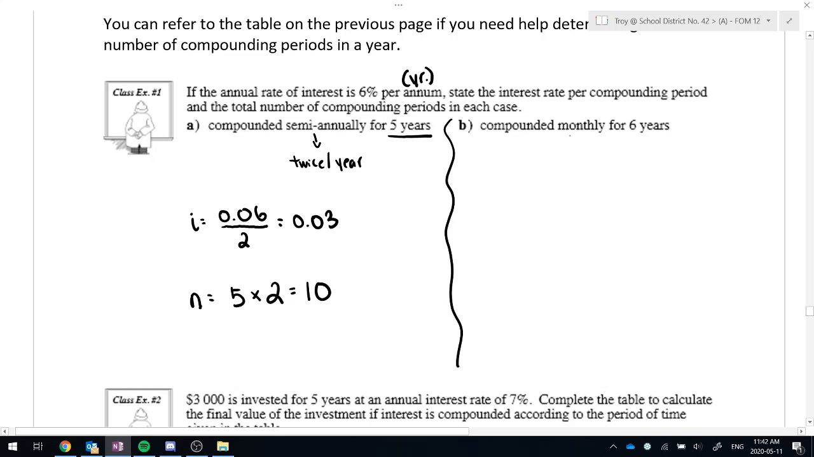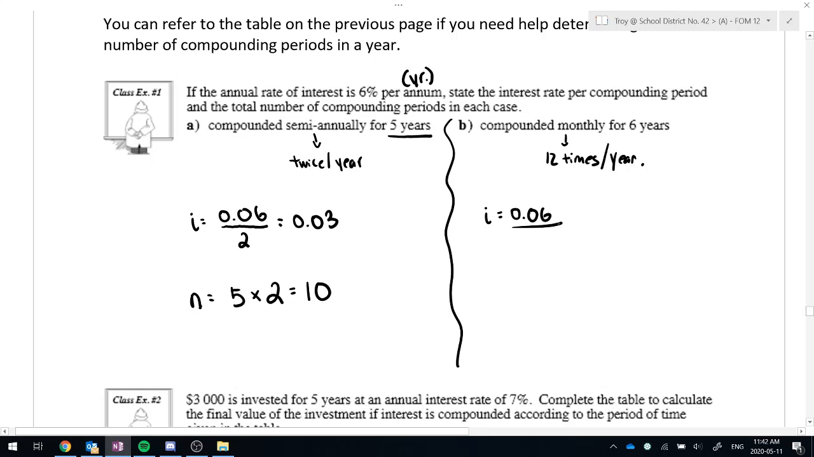So this one is compounded monthly. How many times a year is it going to be compounded if it's monthly? Well, 12 months in a year, so this is going to be 12 times a year, for 6 years. So our I value is still 6% per year, so it's going to be 0.06 as a decimal.